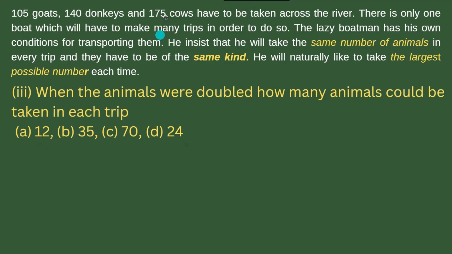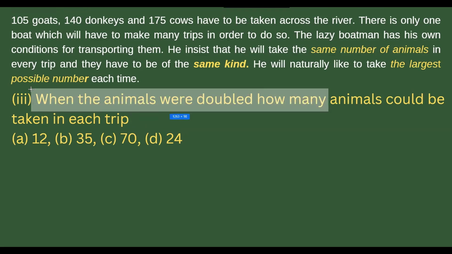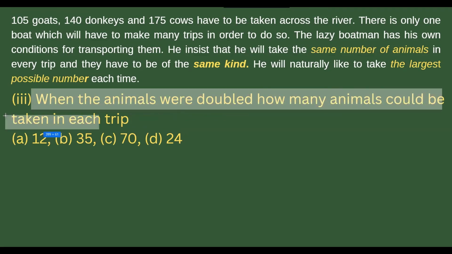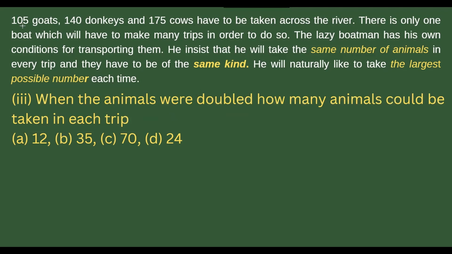correct in this case. So in the next part, it says when the animals were doubled, how many animals could be taken in each trip? So they mean to say that if each animals are now doubled, that means now we have double of 105, which is how much? 210. 210 goats, double of 140 is what? 280, and double of 175 is 350.